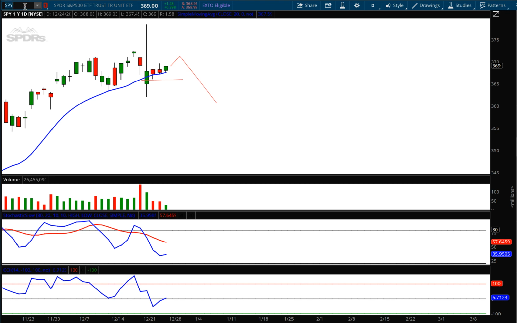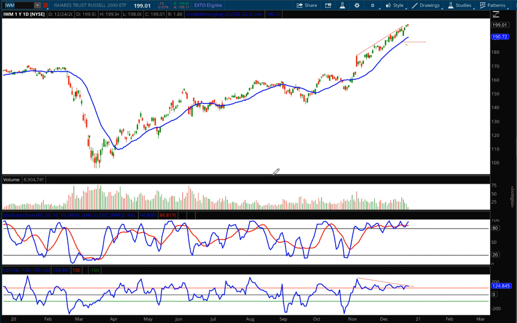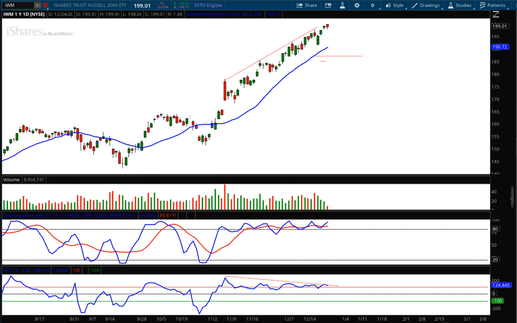All right, so that's the Spiders. If we look at IWM, which is the Russell 2000, more or less the small cap index, I pointed out a couple things.